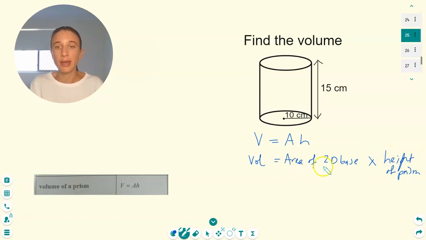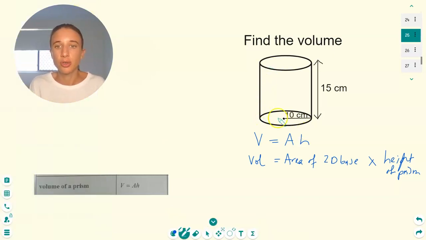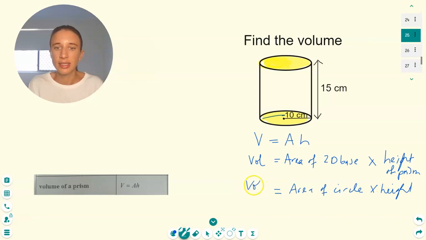So we need to first locate what the 2D base shape is. In this shape, it is a cylinder, so its base shape is going to be a circle. Now you know the base shape, yellow. The base shape is repeated, I'm going to show you. It's important to locate the base, what type of base shape it is, right? So the base shape here is a circle. So we know we're going to be doing area of a circle times the height.